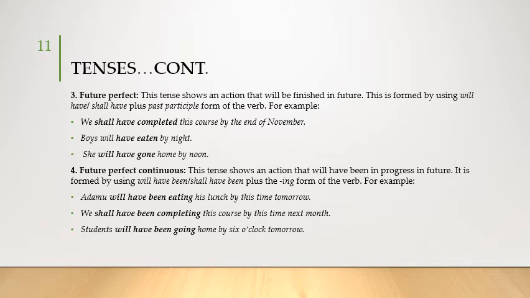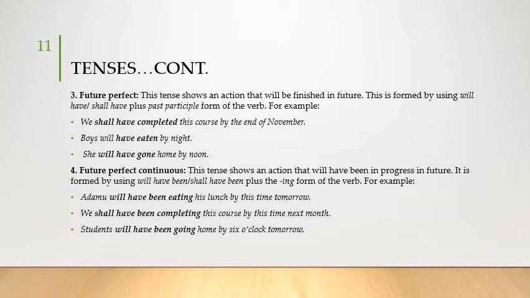This is formed by using will have or shall have plus the past participle form of the verb. We shall have completed this course by the end of November. We shall have completed this course by the end of January. So, shall have completed indicates future perfect. Boys will have eaten by night, future perfect. She will have gone home by noon, future perfect. Will have gone, future perfect.